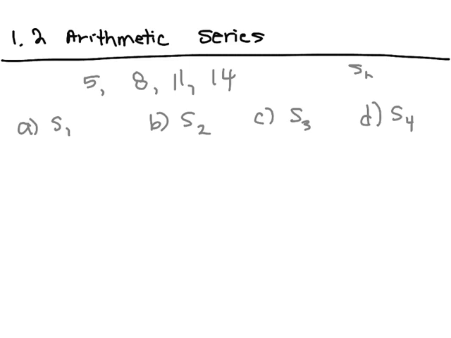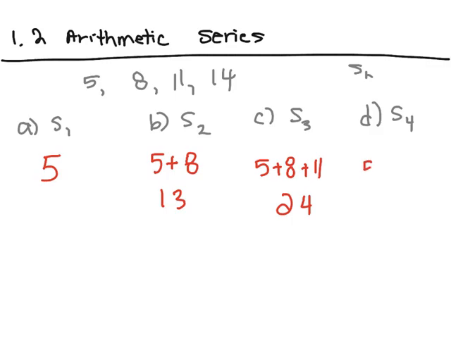So if we have the series 5, 8, 11, 14, if we want to find S1, we want to find the sum of the first term. So that's 5. S2 is the sum of the first and the second term, 5 plus 8, 13. S3 is 5 plus 8 plus 11, which is 24. And the sum of 4 would be 5 plus 8 plus 11 plus 14, which would be 38.